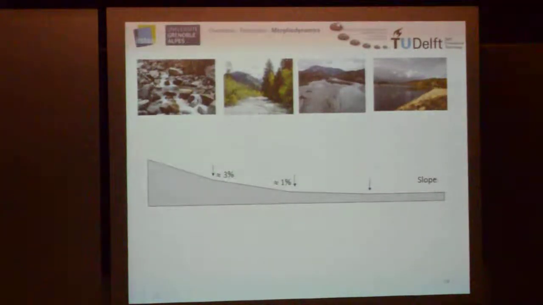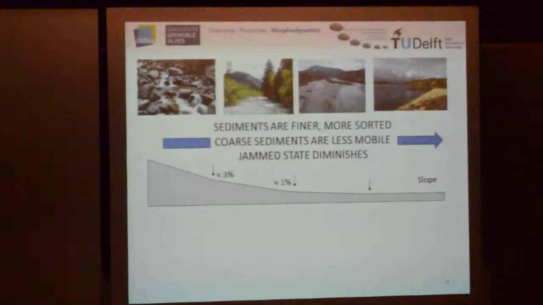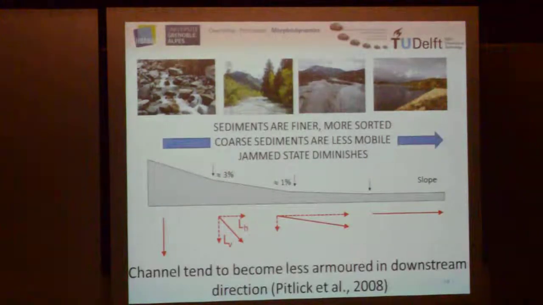But anyway, what we defined at the beginning of my presentation is two distances. When you go downstream, the sediments are finer, they are more sorted. The coarse sediments are less mobile, and the jam state diminishes. The jam state is the effect of the banks. We can strengthen the armor. So we can imagine that these two distances I presented before change in the downstream direction with the relative importance of the vertical distance, and the longitudinal distance, which can increase.